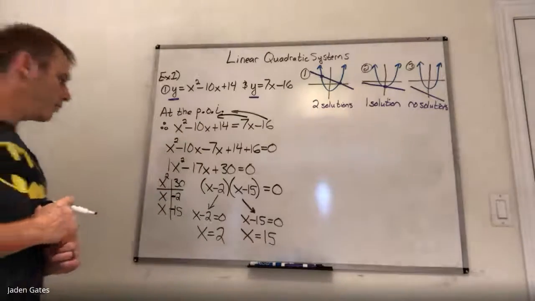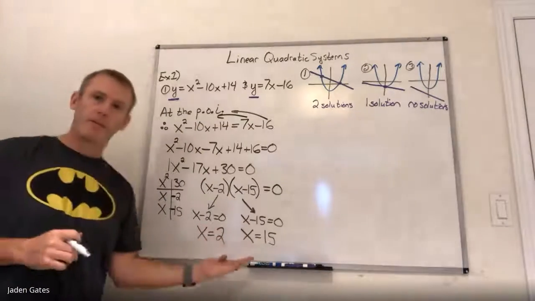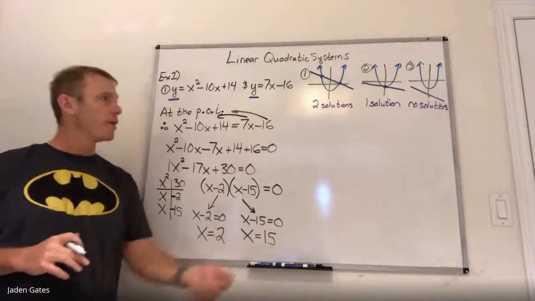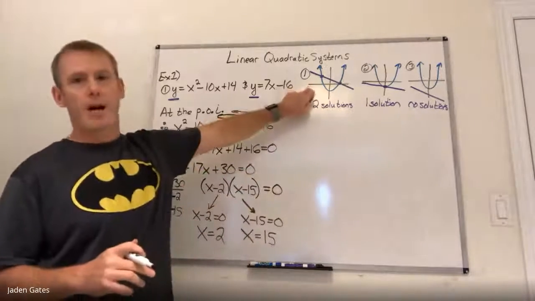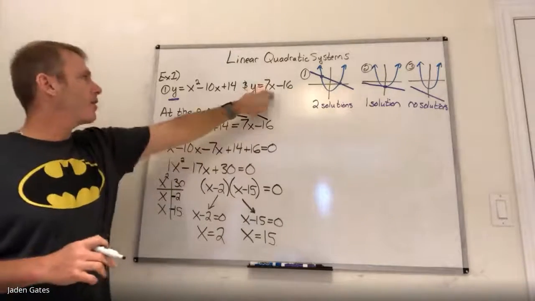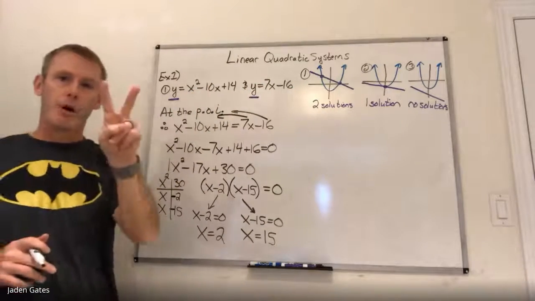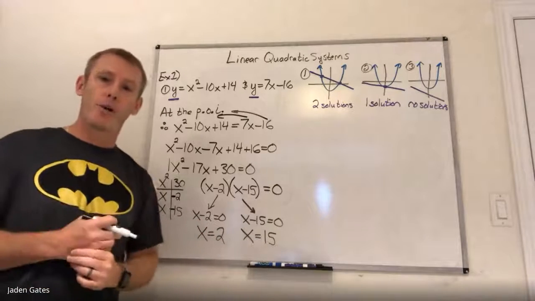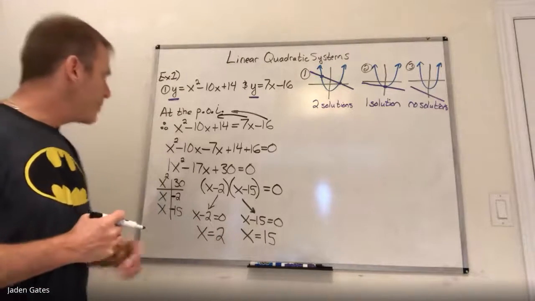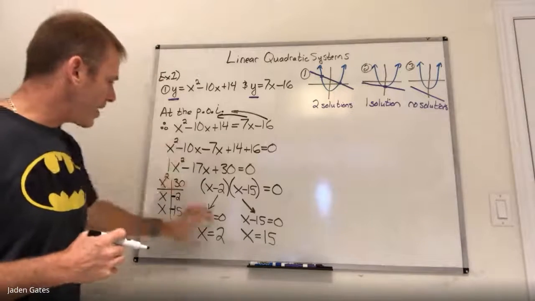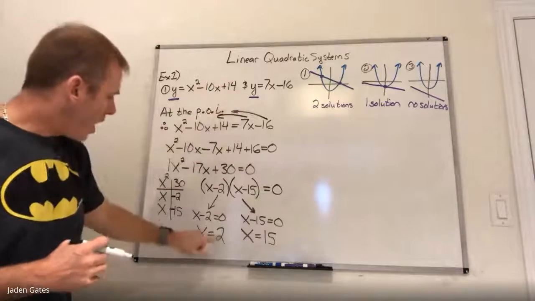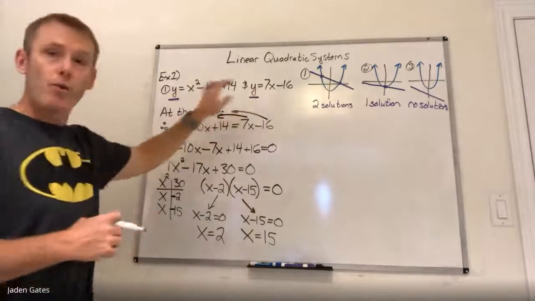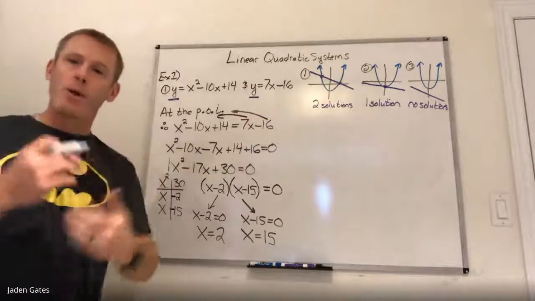Now, I'm not done yet. What this is telling me is I have two x values. Situation number 1 is happening. This line here is hitting this parabola at 2 spots. Now I know the x coordinates, but I do not know the y coordinates. So here's what I've got to do. Because they have the same x and the same y at the same time, I can sub these values into one of these equations, either one, it doesn't matter, to find my y values.